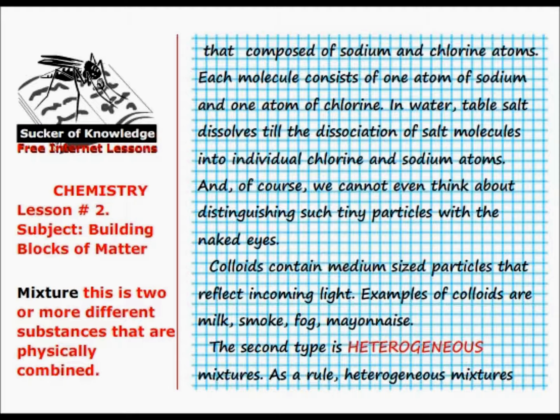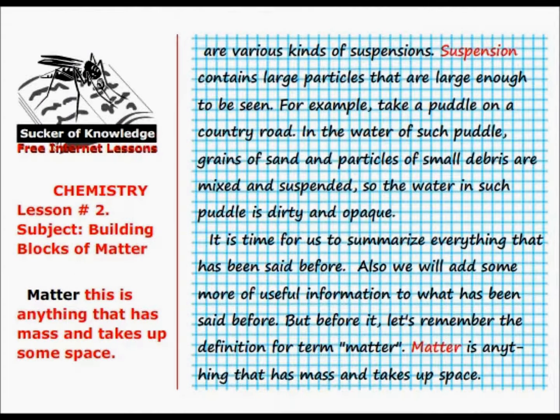Colloids contain medium-sized particles that reflect incoming light. Examples of colloids are milk, smoke, fog, mayonnaise. The second type is heterogeneous mixtures. As a rule, heterogeneous mixtures are various kinds of suspensions. Suspension contains large particles that are large enough to be seen.